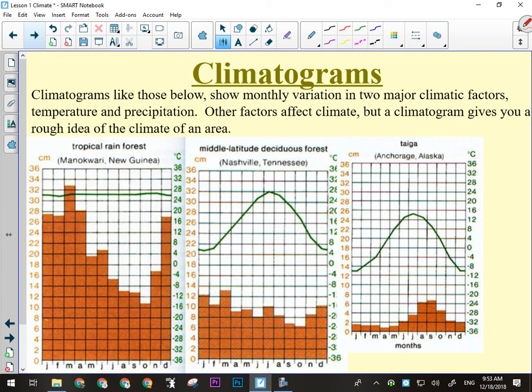Okay, so you might want to make a note here. The line is for temperature. The bars are for precipitation.